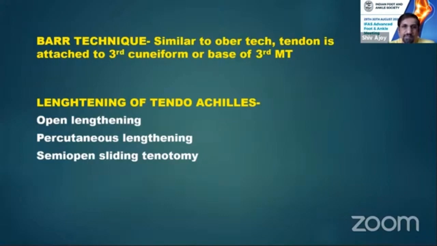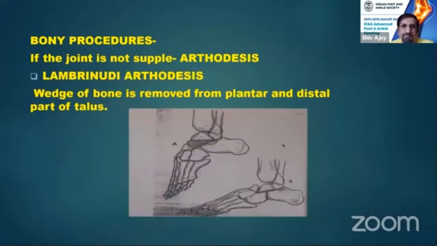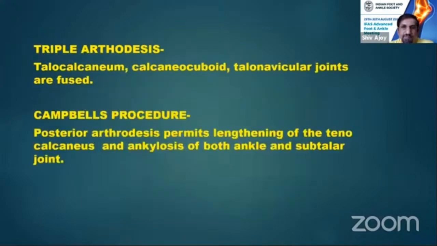In some of the cases, in long-standing contractures, you may have to do lengthening of the tendo Achilles. In some cases, bony procedures are required, that is, arthrodesis or the lambrinudi arthrodesis is required. Triple arthrodesis or Campbell's procedure is required in long-standing cases with bony changes and arthritic changes.